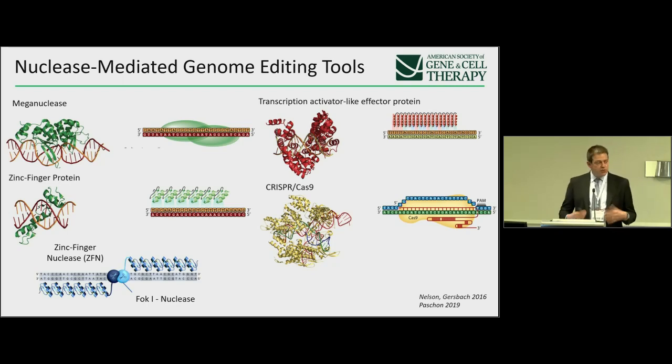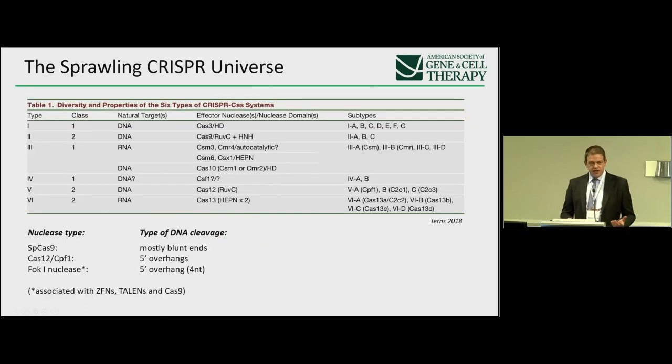TALENs are very similar. They're proteins specifically binding DNA sequences. And again, people have engineered these TALENs in combination with FokI nucleases to target specific sites in the genome. And then, of course, there is CRISPR-Cas9, which uses a guide RNA to perform a homology search in the genome, and then introduces a double-strand break by its intrinsic RuvC nuclease function. And of course, it's not only Cas9, there's a whole sprawling universe of CRISPR proteins now, which can target either DNA or RNA.